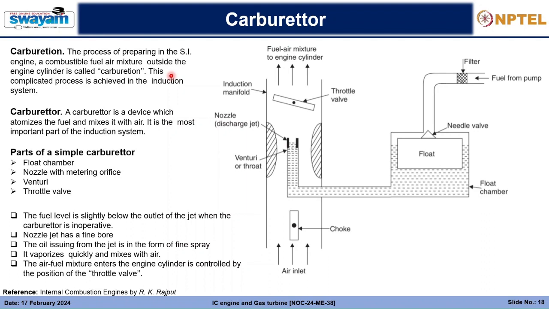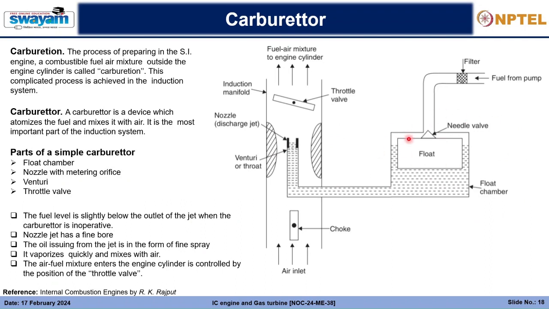When we atomize the fuel, the surface area to volume ratio is quite high. The surface area is very high, and that actually helps the fuel vaporize automatically with the air. So that's the case of a carburetor, and it is the most important part of the induction system. The parts of a simple carburetor include the float chamber.